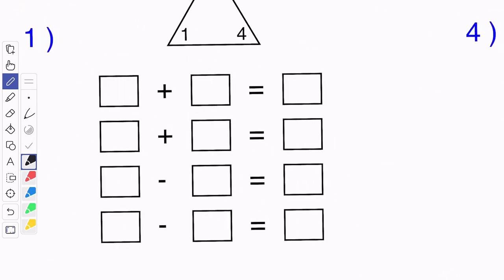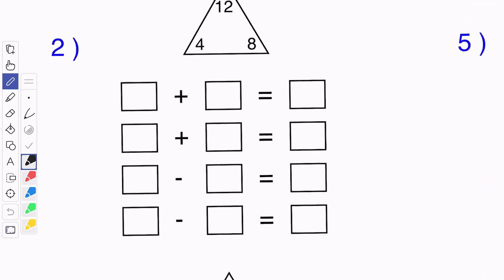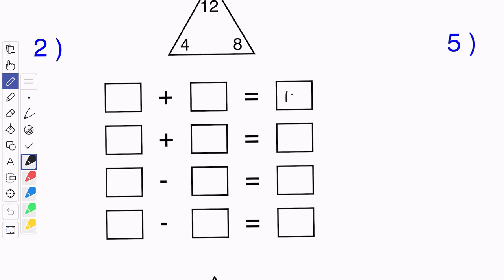So out of this, 5 is going to be the biggest. 4 plus 1, 1 plus 4, 5 minus 4 equals 1, 5 minus 1 equals 4. For this one, we're going to do 12, 12, 12, 12. 8 plus 4, 4 plus 8, 12 minus 8 equals 4, and then 12 minus 4 equals 8.